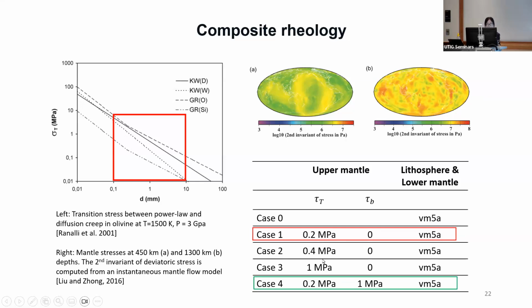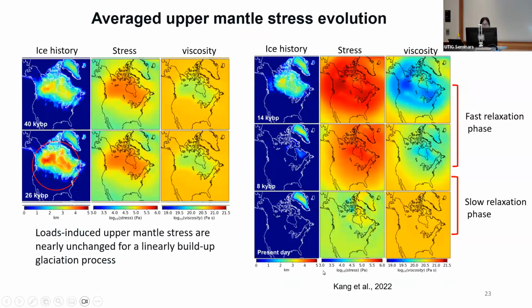Also, we will consider the background stress. This is a counteraction to our non-Newtonian rheology. We will use the average of the global upper-mantle viscous stress from the mantle flow model.